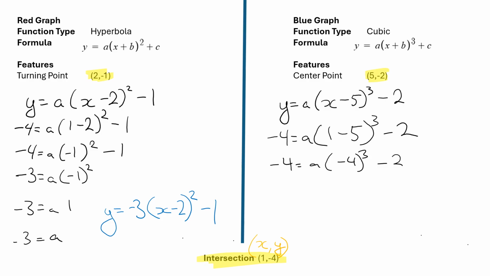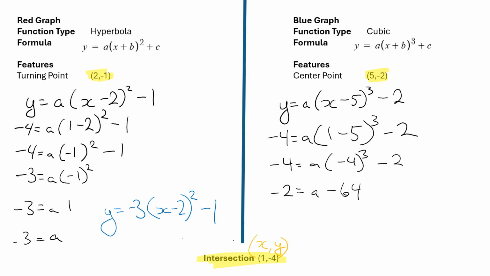And I'm going to add 2 to both sides. Minus 2 is equal to a. Now, if you're going to put this in your calculator, be really careful that you include your brackets in here, right? Because this is negative 4 times negative 4 times negative 4, which is the same as negative 64.